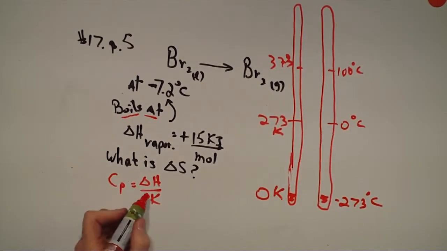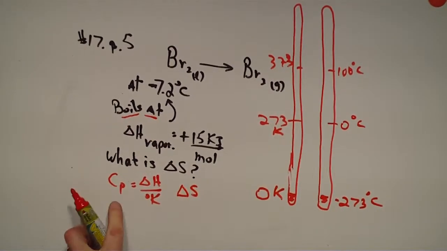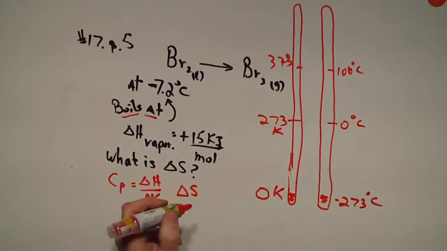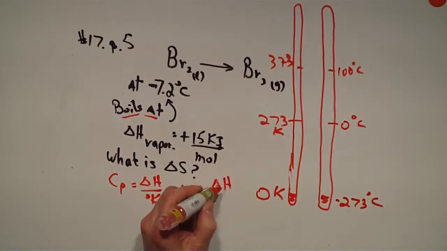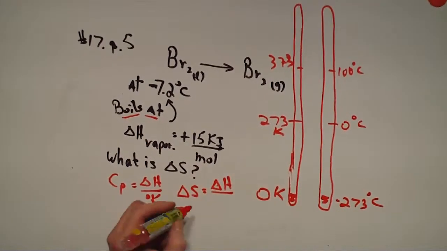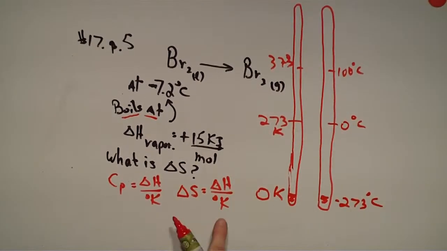I've seen it written a little differently, but I'm going to call it delta S. Same thing as that, but really we're looking at the entropy. It's going to be the change in the enthalpy divided by the temperature at which you do this in degrees Kelvin.